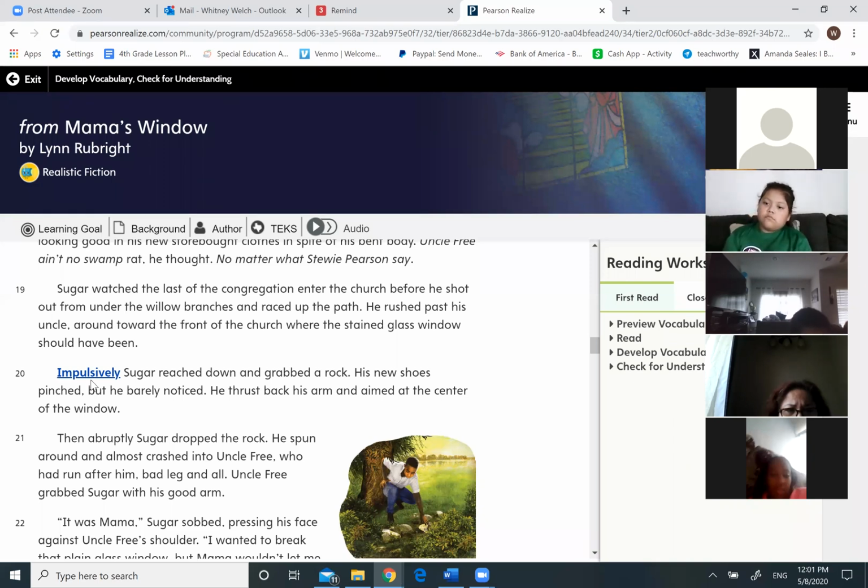Impulsively, Sugar reached down and grabbed a rock. His new shoes pinched, but he barely noticed. He thrust back his hand and aimed at the center of the window.